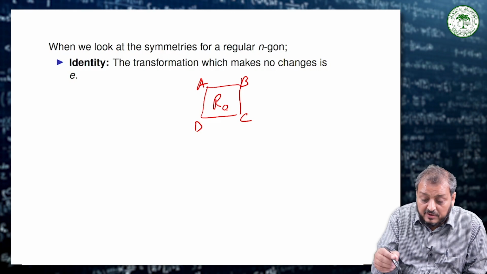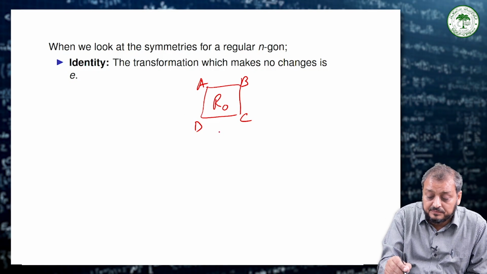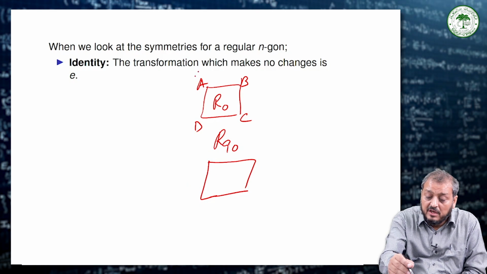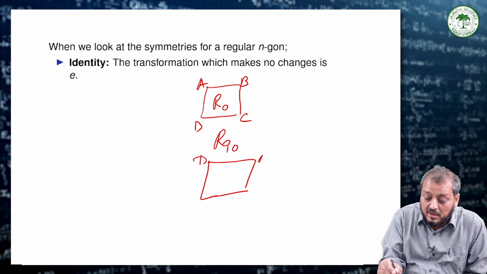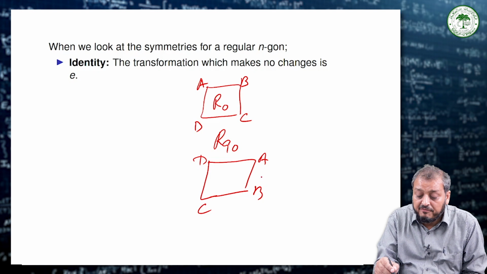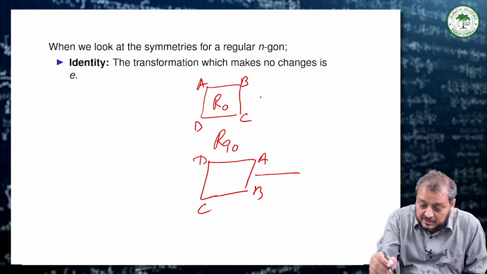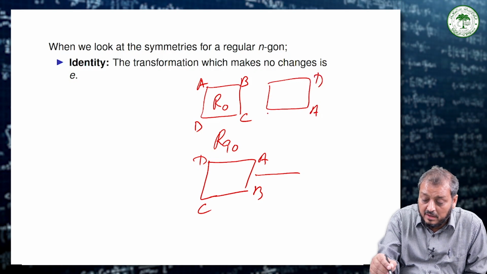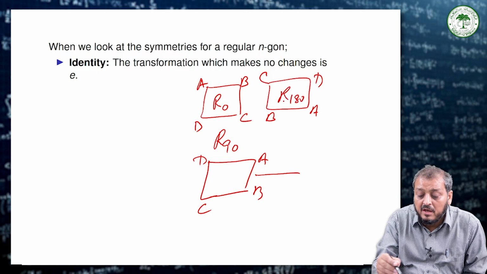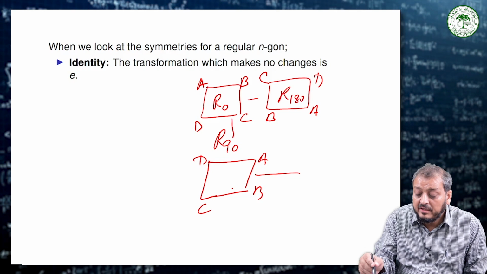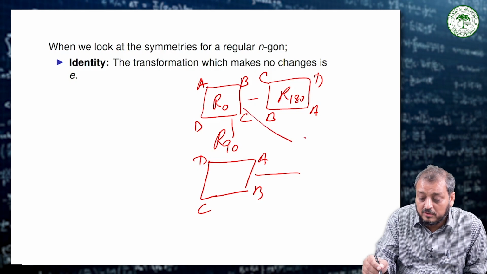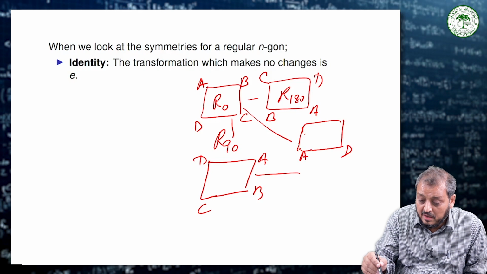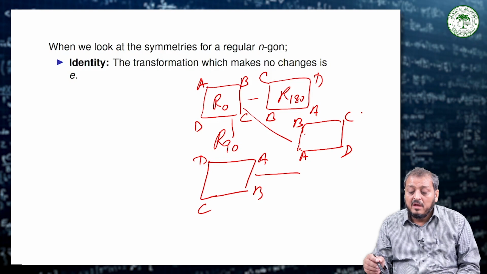Now if we rotate this by 90 degrees, the square looks like D, A, B, C. If we rotate again by 90 degrees, the total is 180 degrees, and it looks like C, D, A, B. This is R180, and then R90. Rotating again, this is 270 degrees, and it looks like B, C, D, A, which is R270.